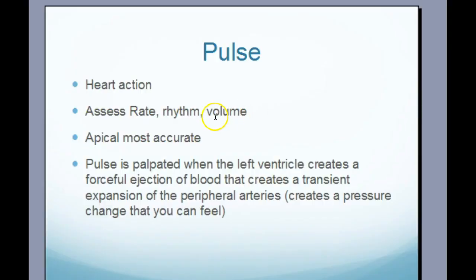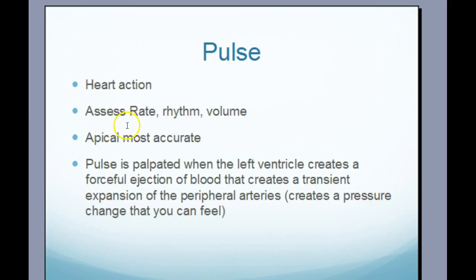I spoke on this slide already, but let's look at what we need to do when we're checking a pulse. We need to also make sure we look out for the characteristics that should be included when assessing a pulse. And those are, you're assessing for the rate, the rhythm, and the volume. I want to reassess rate, rhythm, and volume.